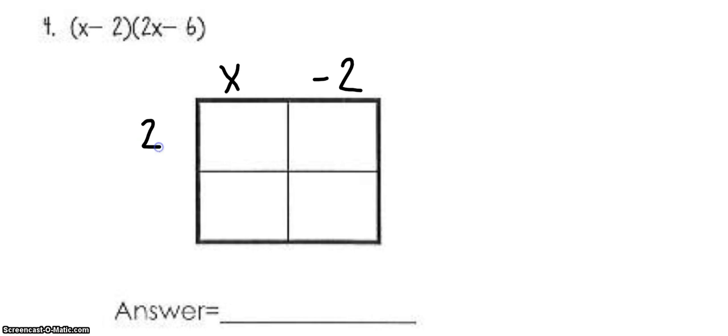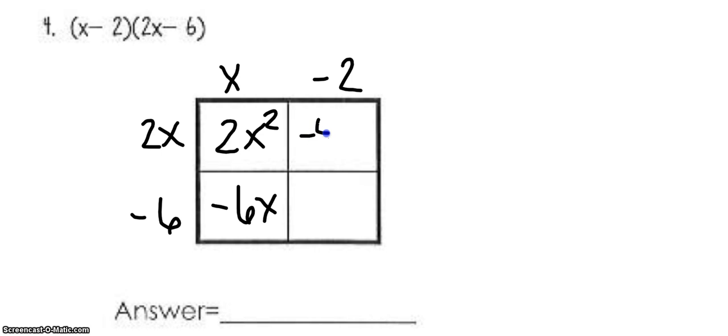X minus 2, 2x minus 6. 2 times 1 is just 2. X times x is x squared. X times negative 6, negative 6x. Negative 2 times 2 is negative 4x. A lot of people drop this first 2, so be careful. Negative 2 times negative 6 is a positive 12. It helps to put the signs in, go for it. It's not hurting anything. So again, combine like terms.